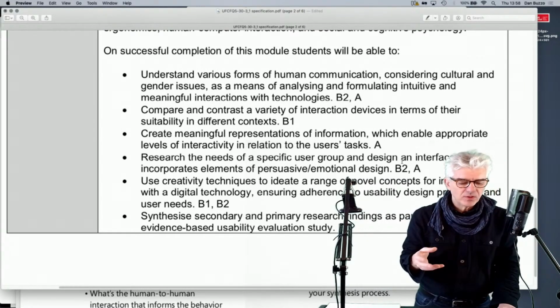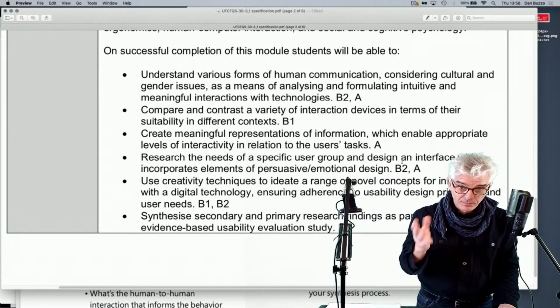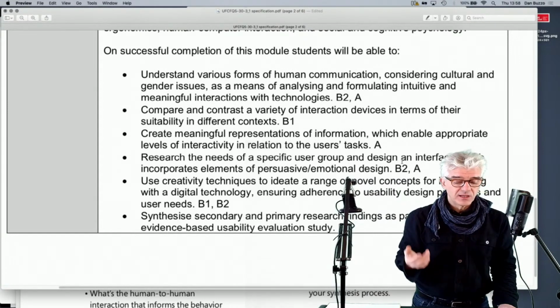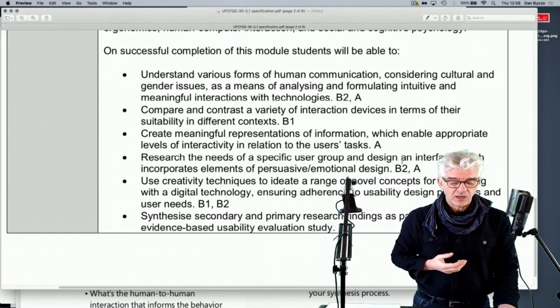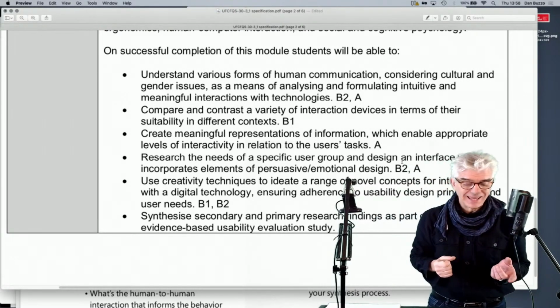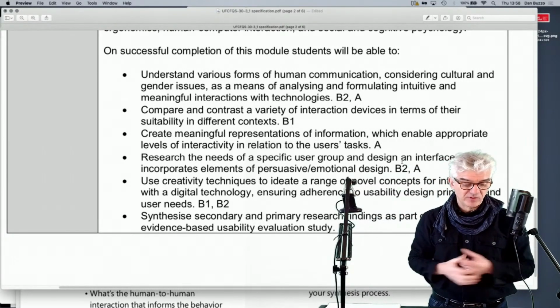So on successful completion of this module, students will be able to, this is you and also me to a certain extent, understand forms of human communication, considering cultural and gender issues as a means of analyzing and formulating intuitive and meaningful interactions with technologies.